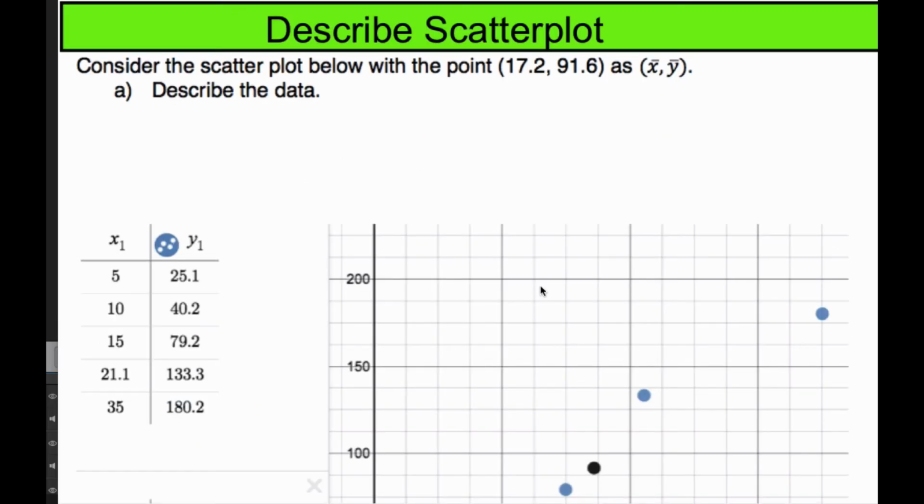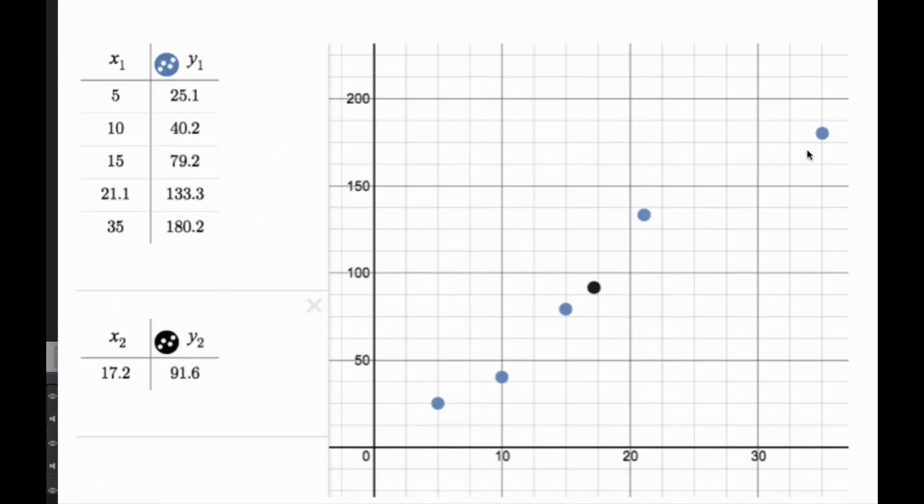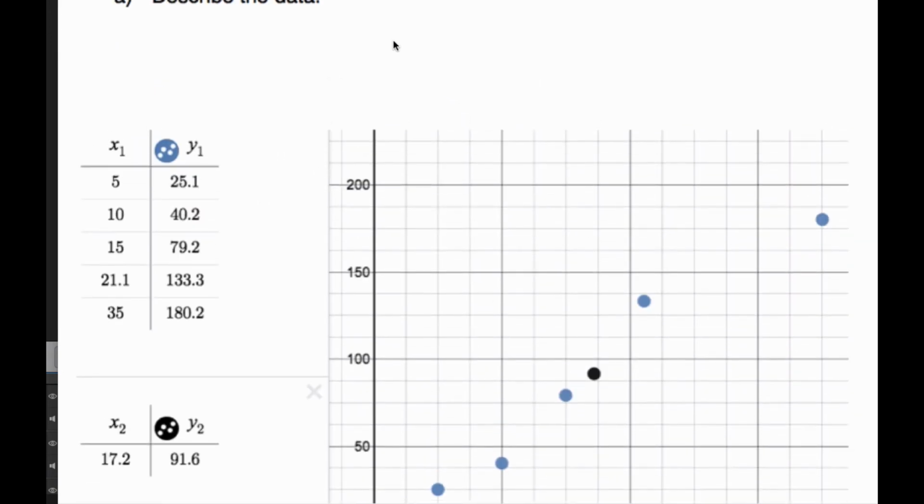So let's actually describe a scatter plot of data. If we look at this particular set of data, there's 3 things I'll consider. The first thing is direction. It is a positive direction. It is a linear pattern or trend, linear trend. And it is very strong. It looks like a line, so I would say it is strong.